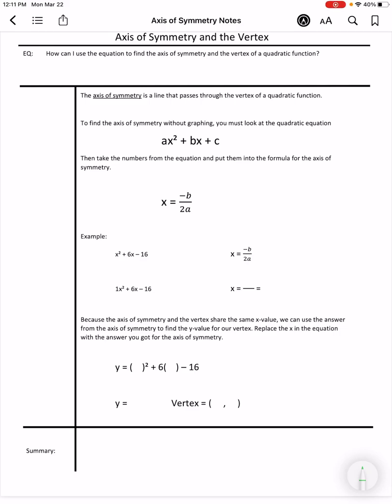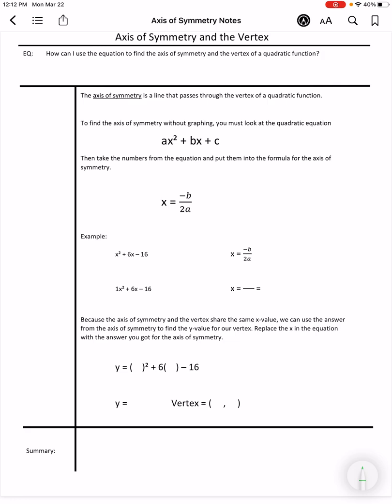All right, today we're going to be looking at the axis of symmetry and the vertex. The axis of symmetry is a line that passes through the vertex of a quadratic function. Again, for everything that we do, for it to be a quadratic function, it has to have a vertical axis of symmetry.